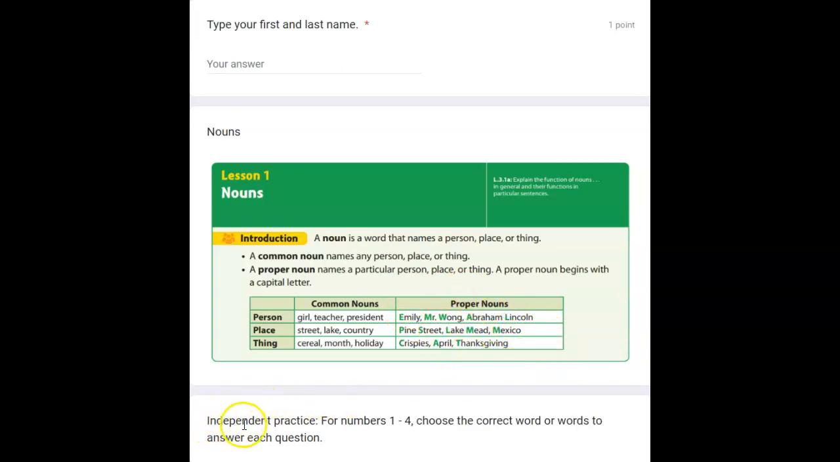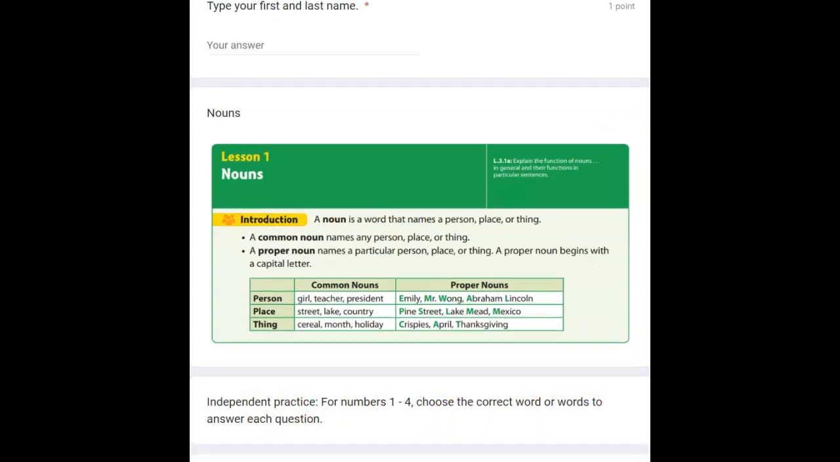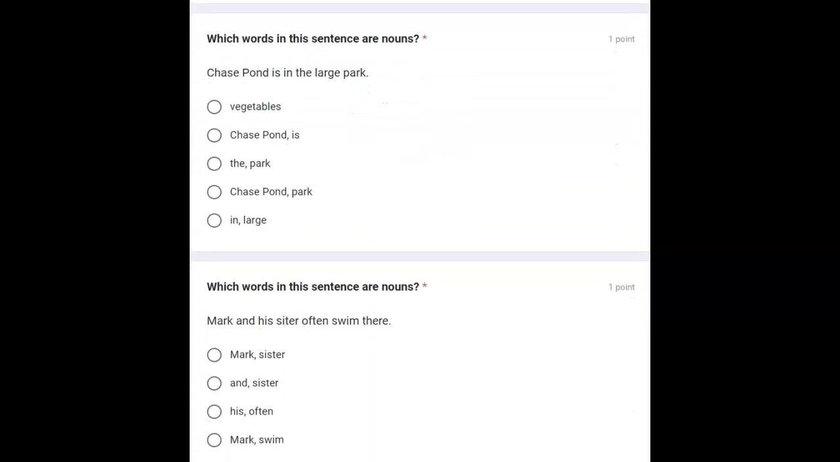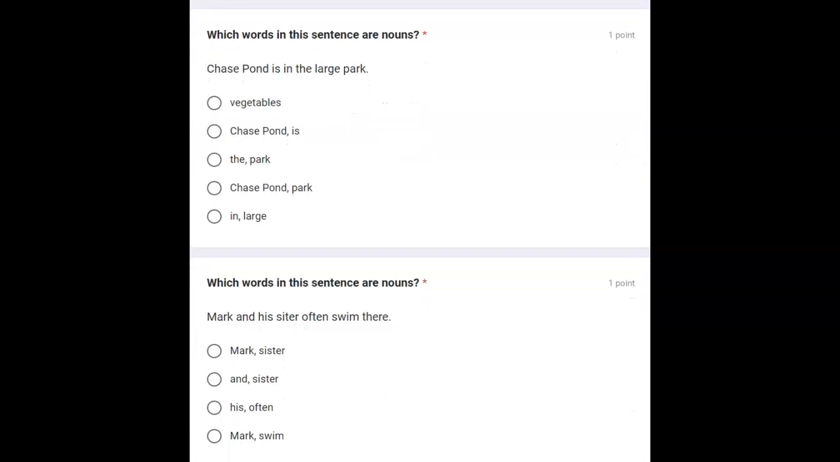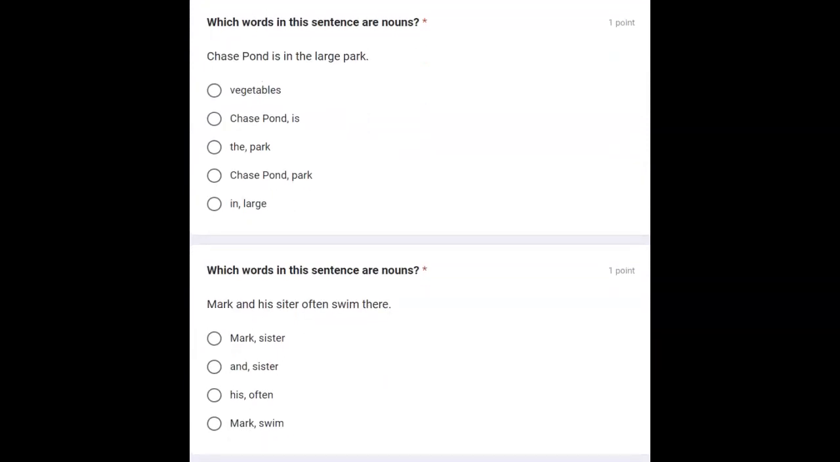The directions, and this is independent practice, so you have to try to do this by yourself, is numbers 1 through 4. So you'll have 4 questions. You're going to choose the correct word or words to answer each question. I'm going to scroll down so you can see. Okay. Number 1. It says, which words in this sentence are nouns? This is the sentence. Chase Pond is in the large park.